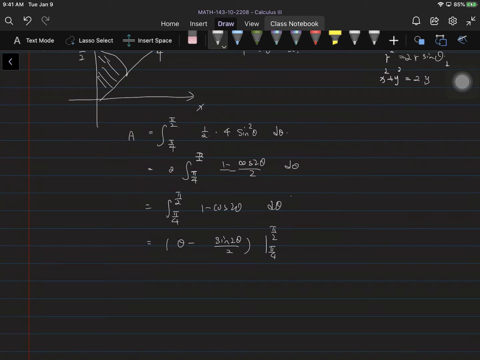Okay, and if we plug in pi over 2, so pi over 2 minus sine, actually pi over 2 times 2, so it should be sine pi, and then minus, plug in pi over 4, minus sine pi over 2, now divide by 2. Okay, and sine pi is 0. And then pi over 2 minus pi over 4, which is pi over 4, and the minus 1/2. And actually it should be plus, because minus minus becomes plus, right? So that's the final answer for this problem.